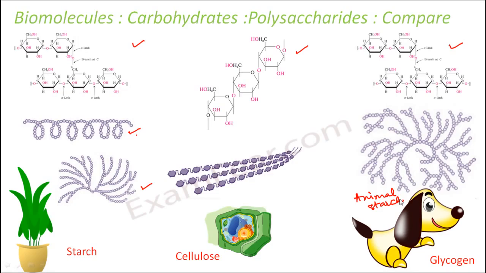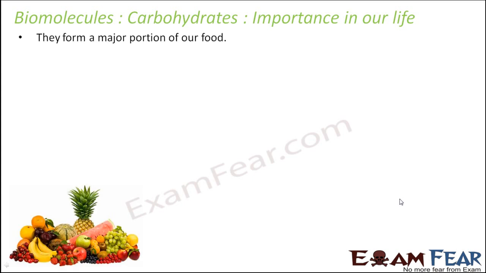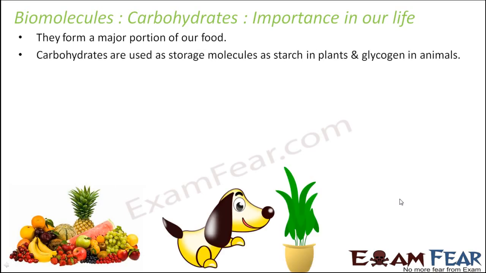So I think with this we have discussed almost everything about the carbohydrate. So let us quickly discuss the significance of carbohydrates in life. They form a major portion of our food. For example, the vegetables and the cereals which we eat, they all are a good source of carbohydrates. Carbohydrates are used as storage molecules as starch in plants and glycogen in animals.